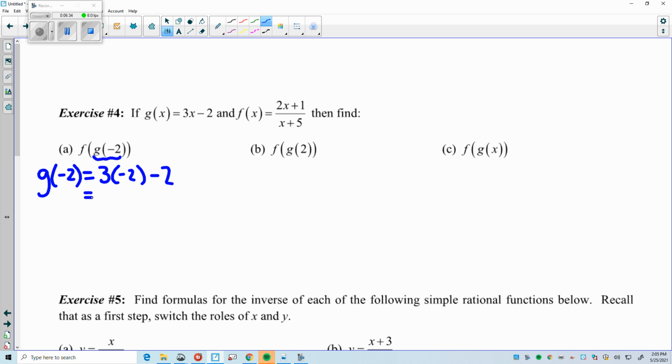So that would get us negative 6, minus 2, and negative 6 minus 2 gets us a negative 8. So now I know the g of negative 2 is a negative 8. Okay, so this part here simplifies to a negative 8. Now I'm going to the f function. And in that f function, anywhere I see an x, I'm now making it a negative 8.